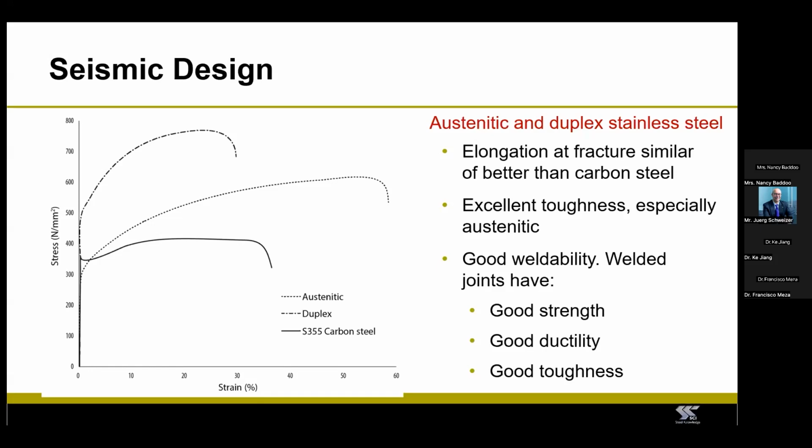Another important characteristic is weldability. Both austenitic and duplex stainless steel have good weldability, and this means that their welded joints can achieve good strength, ductility, and also good toughness. Now, you need to be aware that duplex stainless steel might require preheating before welding. Also, they don't have a pre-qualified welding procedure in the American welding standard. That means that if you need to weld duplex stainless steel, you will need to develop your own welding procedure.